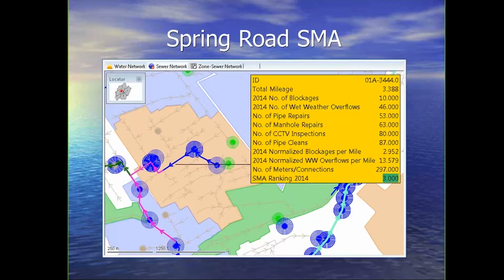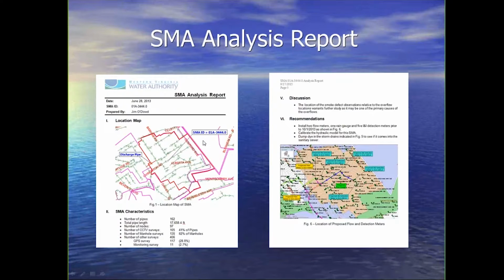So I'm going to talk for the rest of the presentation here about the Spring Road SMA. Now, this one had a ranking of number 3 in the system. 46 wet weather overflows, mainly occurring right here, and by the way, it's this SMA here I'm talking about. 297 meters. So quite a lot of problems going on here.